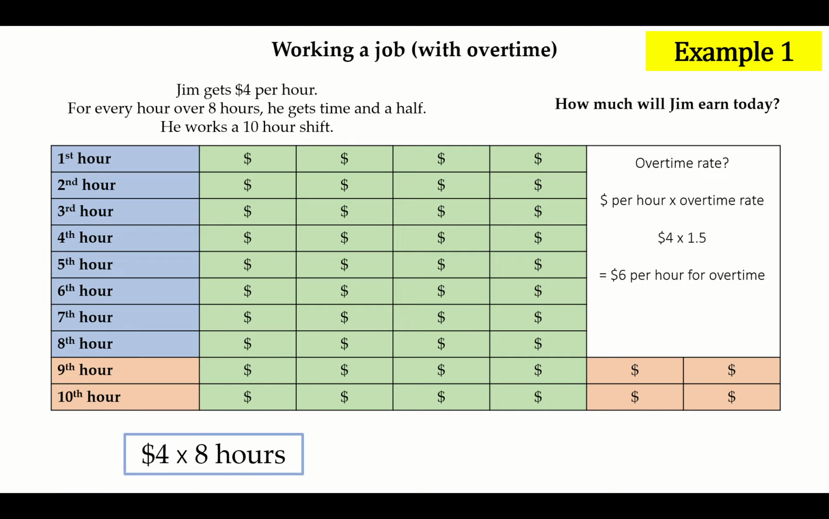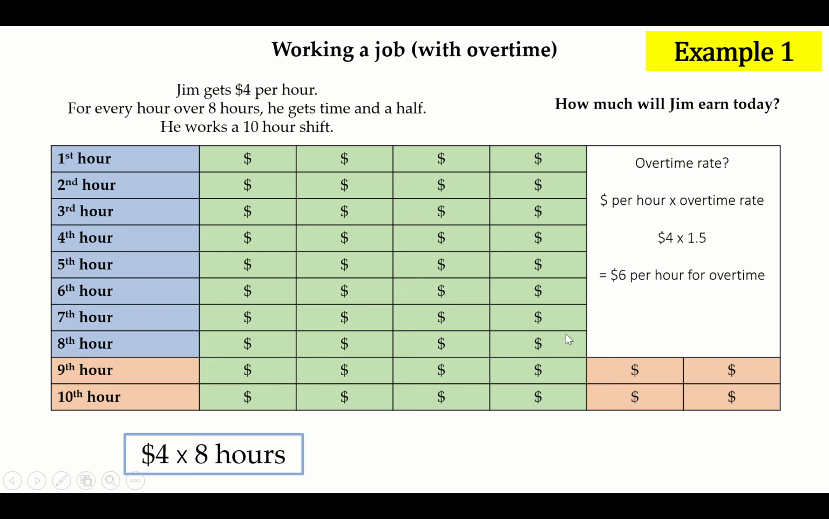Now what you'll notice is the orange dollars are only down for the 9th and 10th hour. He doesn't get them for the whole 10-hour shift, because from the first hour to the 8th hour, it literally doesn't change anything. He still just gets his $4 an hour. Only when he goes over to the 9th and the 10th hour does he start getting the $6 an hour.